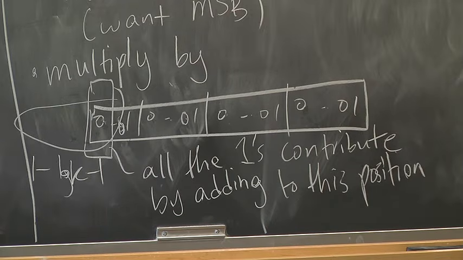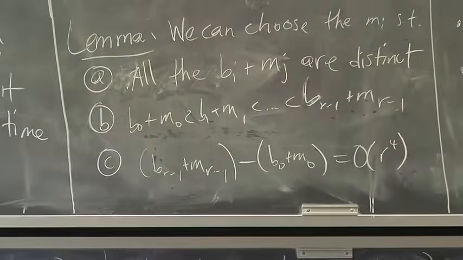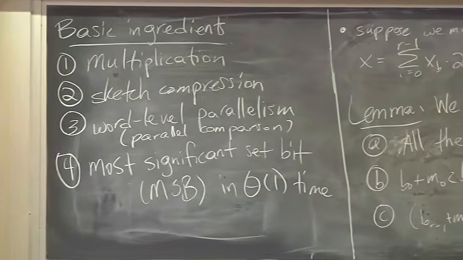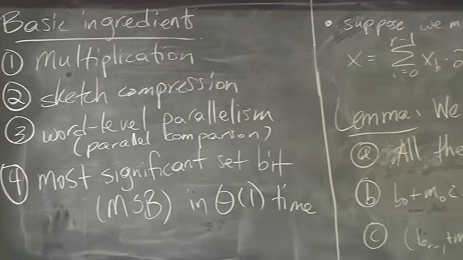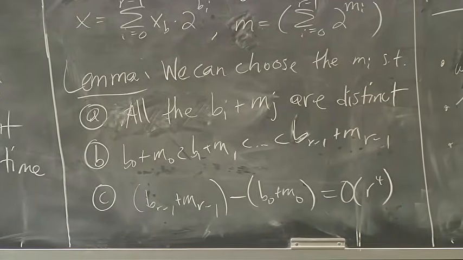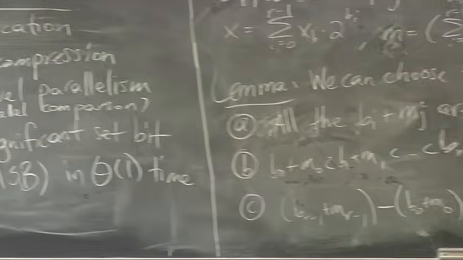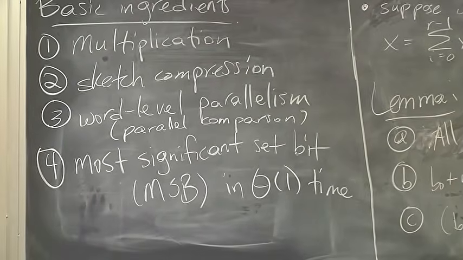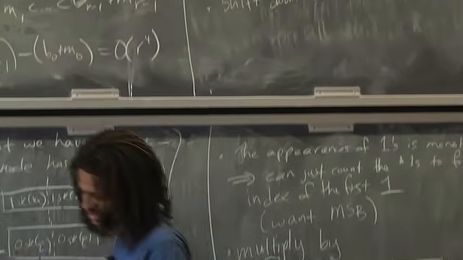Good. I think that's the word level parallelism, what I meant by parallel comparison. Basically, we compared everything at the same time in a constant number of machine word operations. So now the only thing left is computation of the most significant bit. And the way we're going to compute the most significant bit is, again, using multiplication, sketching, and word level parallelism, as well as this idea. So now that you are masters of all these ideas, I'll just sort of tell you how this goes.